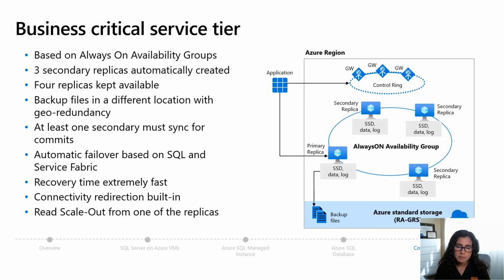Like I mentioned, all of our backups across the service tiers are in Azure Standard Storage, but if a failover needs to occur here, since you have this Always On availability group, failovers can happen very quickly, and you may have seen me do this demo before, but a failover with business critical can take about 2 seconds, maybe 2 to 5 seconds. So it's very, very fast. And again, you're getting that connectivity redirection built in, so you really don't have to have too much downtime as long as you have retry logic in your applications.